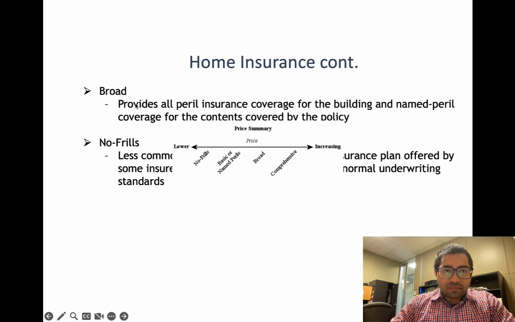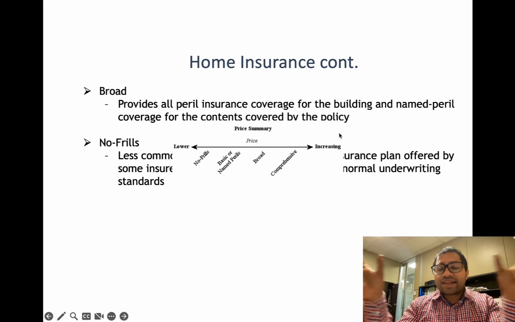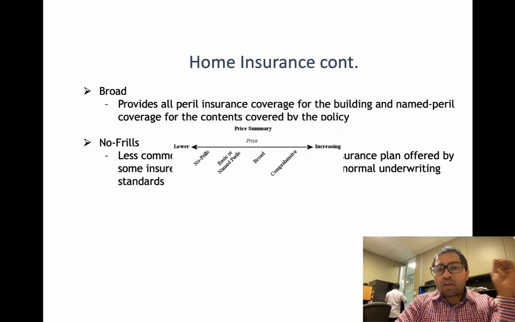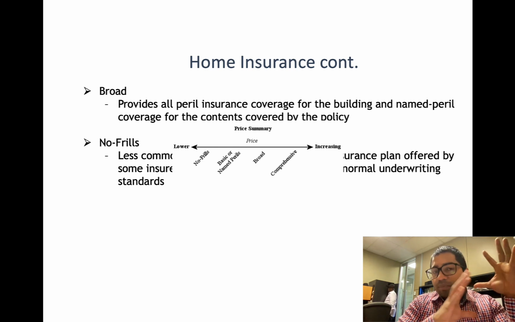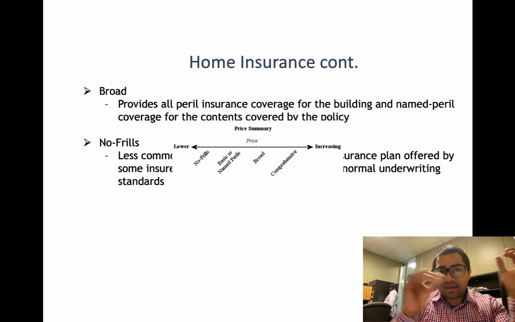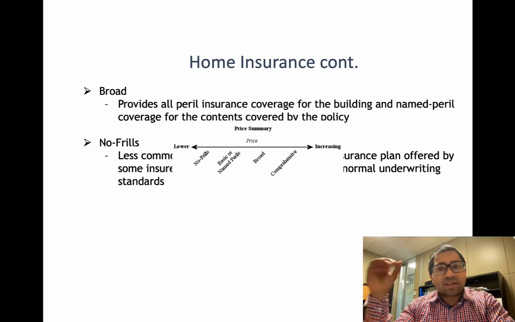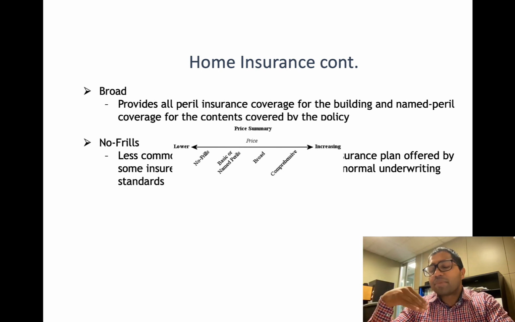Now, there could be a broad policy also. It provides all peril insurance coverage for the building and named peril coverage for the contents covered by the policy. So it takes the best of both worlds. All peril means most of the things are covered for the building, for the structure, and named risks are covered for the content. For example, the content could be covered against fire, against theft. So these are named peril insurance.